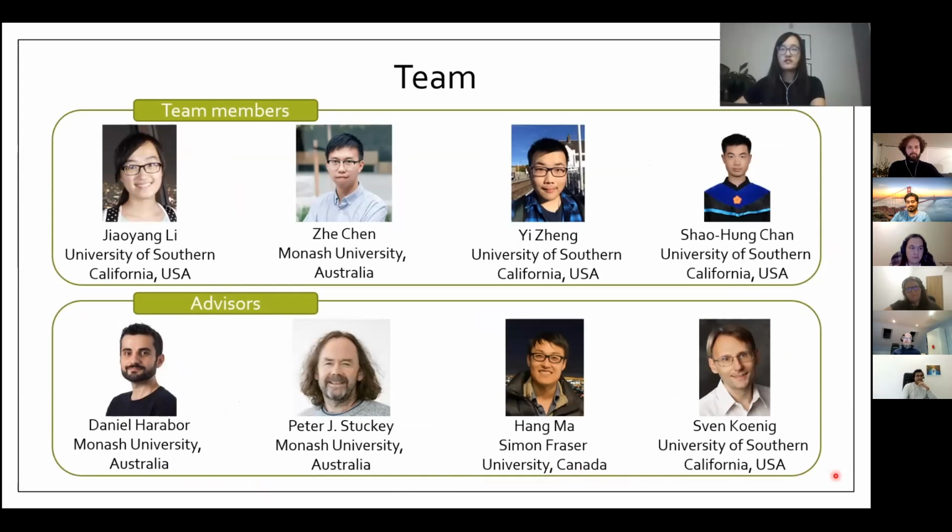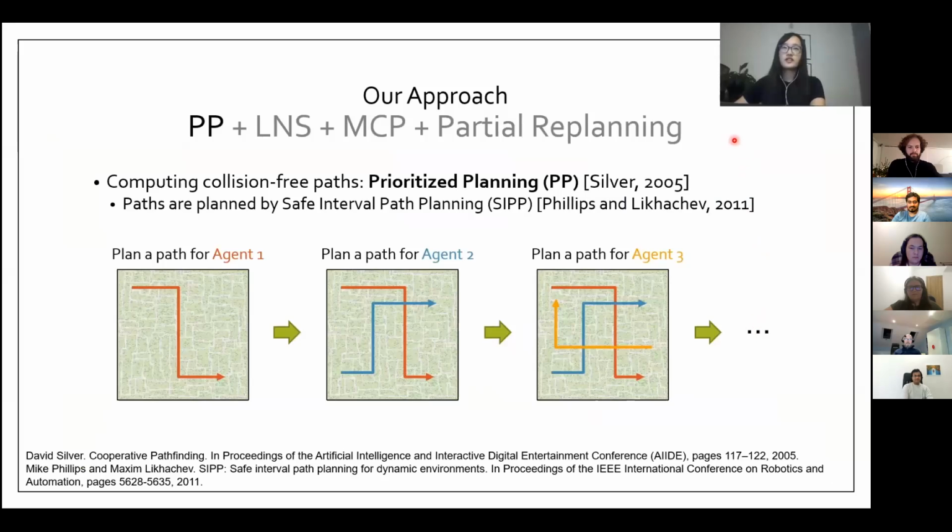The reason why we have team members from different countries is that we are all interested in a very exciting research topic called multi-agent pathfinding. Flatland Challenge is indeed very related to this problem. Our approach consists of 4 components. The first one is prioritized planning, which is a popular multi-agent pathfinding algorithm. It first plans a shortest path on the map for the first agent. It then plans a shortest path for the second agent while avoiding collisions with the first agent, then for the third while avoiding collisions with the first 2 agents, and so on.